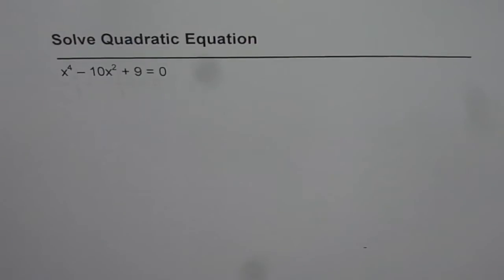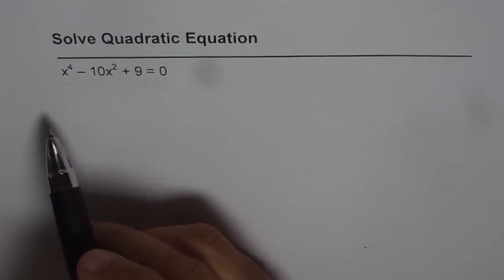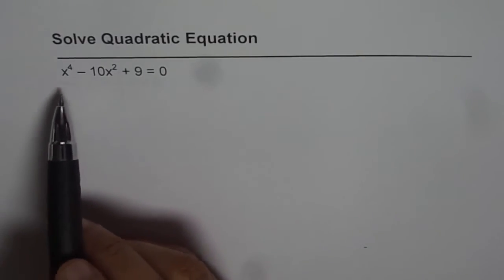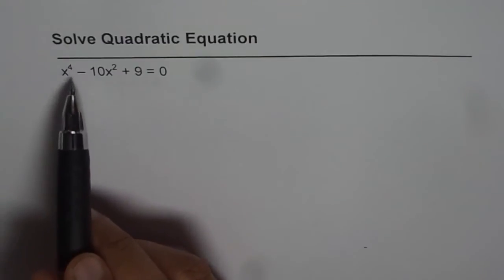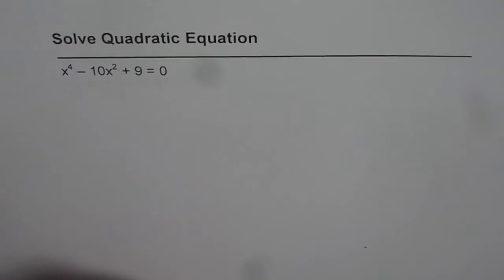So let's continue to explore how to solve quadratic equations. Here we have an interesting example which actually is a quartic equation. The question is x to the power of 4 minus 10x squared plus 9 equals 0, and we have to solve this equation. Here the degree is 4 and the equation is quartic, right?